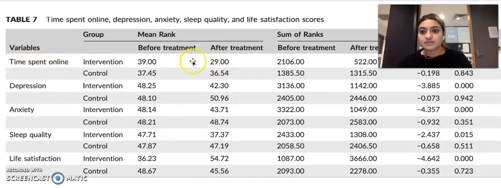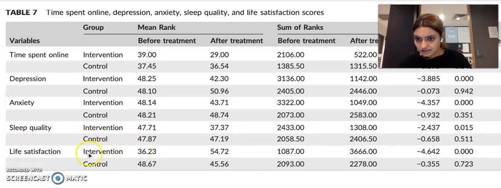And with time spent online, there is a significant reduction from 39 to 29, depression reduced from 48 to 42, anxiety from 48 to 43, sleep quality reduced from 47 to 37, but that again could be an error. It's a bit inconsistent because sleep quality should technically be increasing. So there is a bit of an inconsistency there. With life satisfaction, there is a significant increase from 36 to about 54.